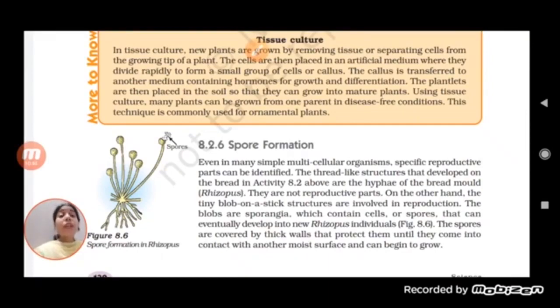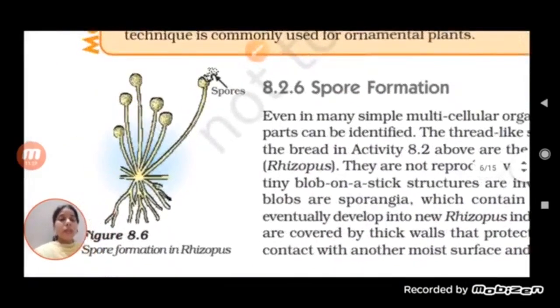These blobs are the sporangia, and these sporangia contain the spores. The sporangia are present in the mold, just above the hyphae, on the stick structure which is involved in reproduction. What is the role of the spores? You can see here, students, this is the sporangia, and it bursts, due to which small spores come out of it, right?